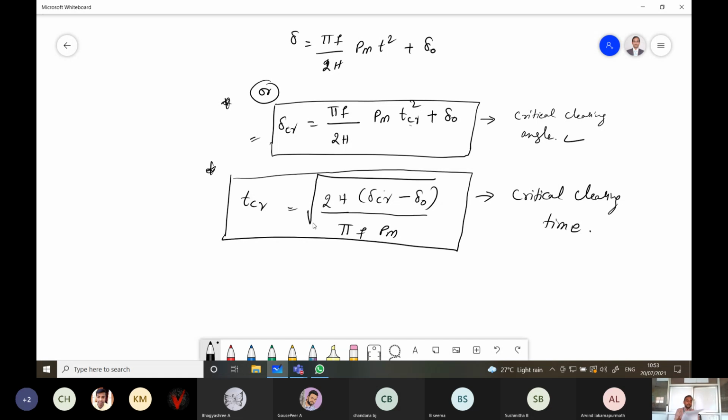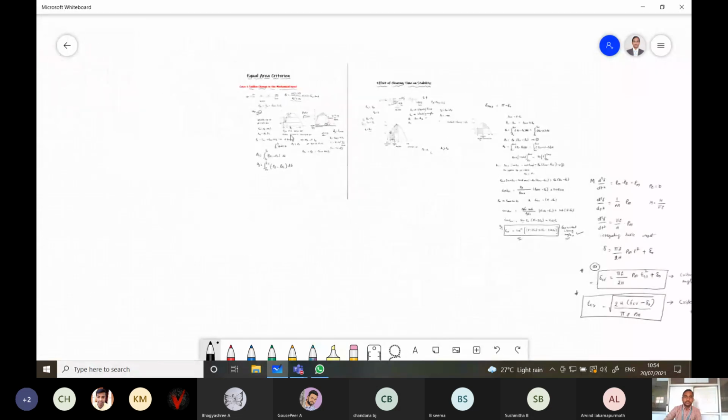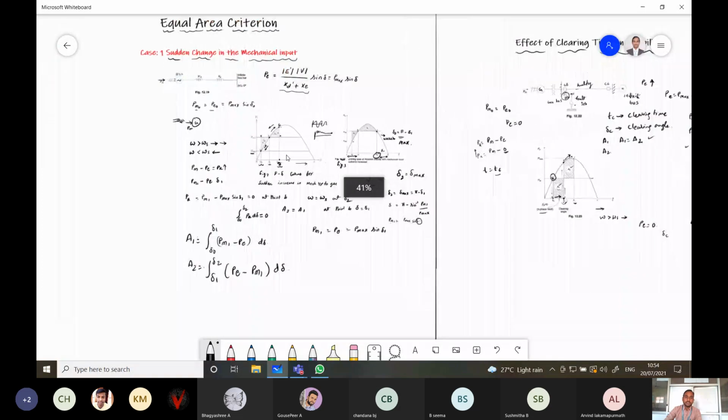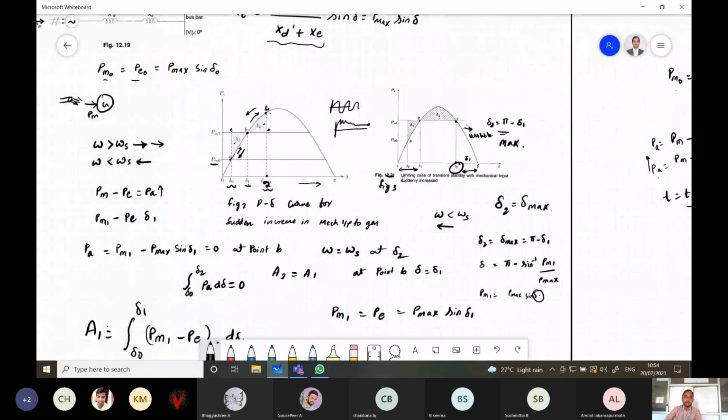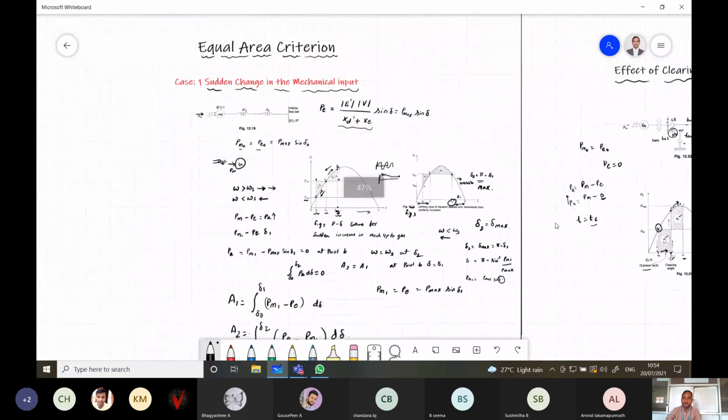Next class, we will discuss the sudden loss of one of the parallel lines, that is case 2 of the equal area criterion. In today's class, what we have discussed is sudden change in the mechanical input, and whether the system is going to be stable or not, which is given by these two diagrams. If delta 2 is more than delta max, the system will become unstable, because A1 and A2 will not become equal; A1 will be increasing and A2 will be decreasing. That is because of the sudden change in the mechanical input.